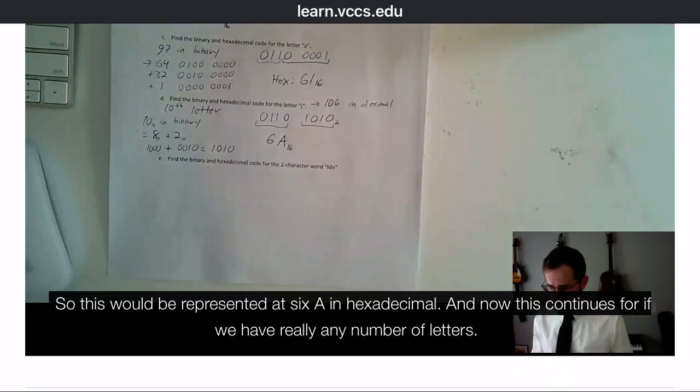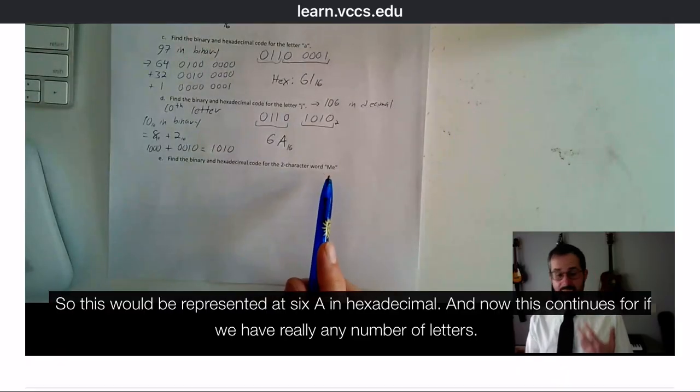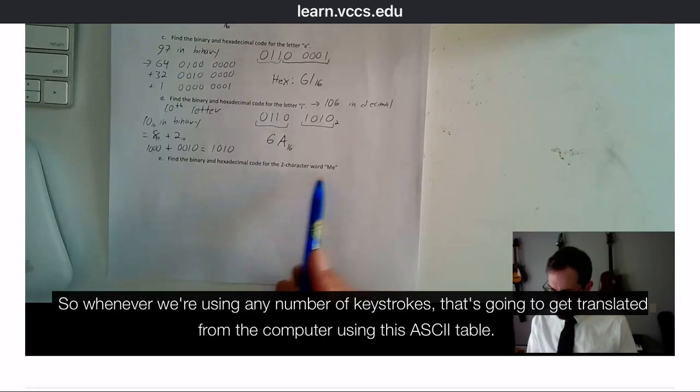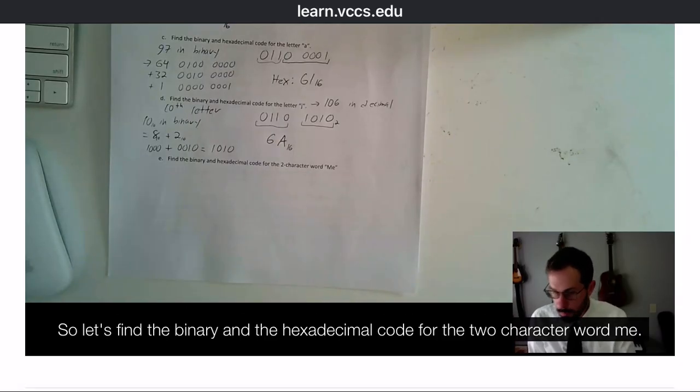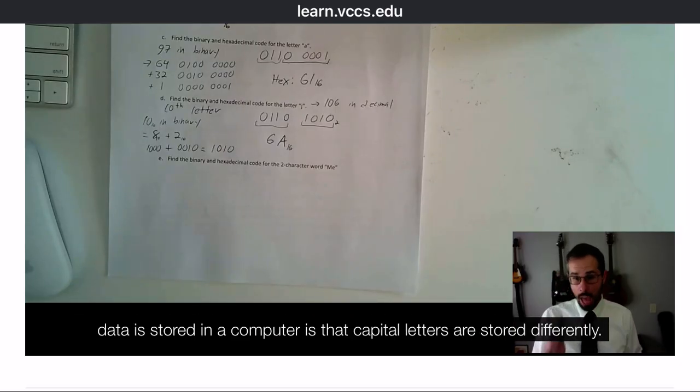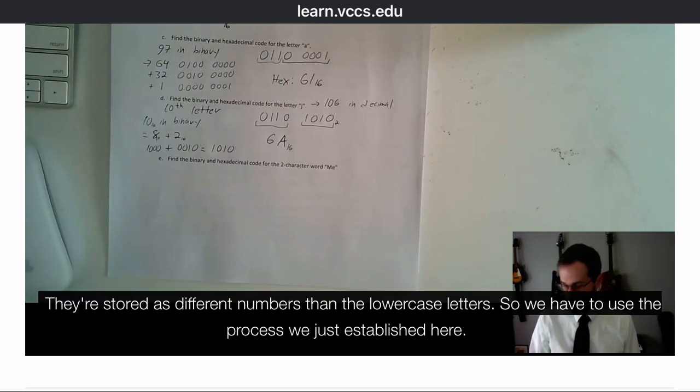And now, this continues for really any number of letters. Whenever we're using any number of keystrokes, that's going to get translated by the computer using this ASCII table. So let's find the binary and the hexadecimal code for the 2-character word me. And a very, very important thing to note when we are thinking about how this data is stored in a computer is that capital letters are stored differently. They're stored as different numbers than the lowercase letters.